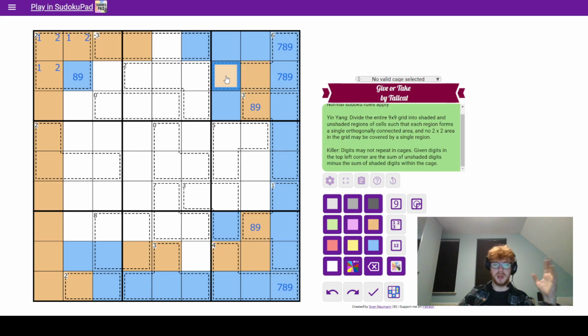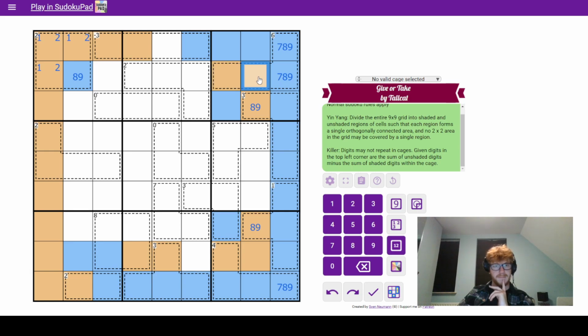It says absolutely nothing. I do have a 7, 8, 9 pair though. So, but that could still create like 5, 6, and that would be 11. Yep. Interesting.